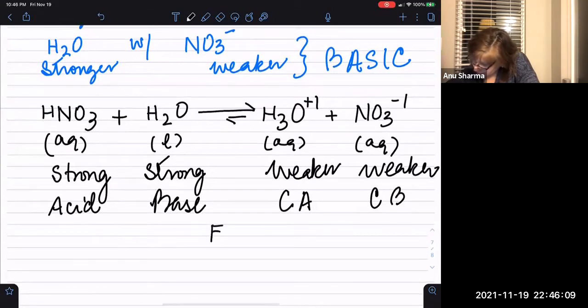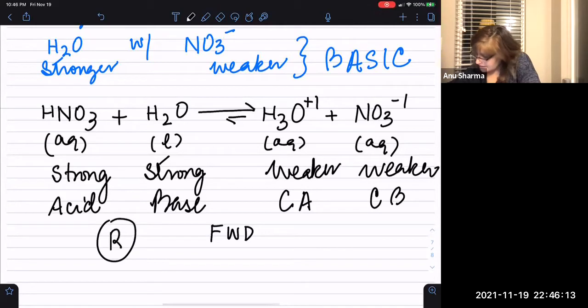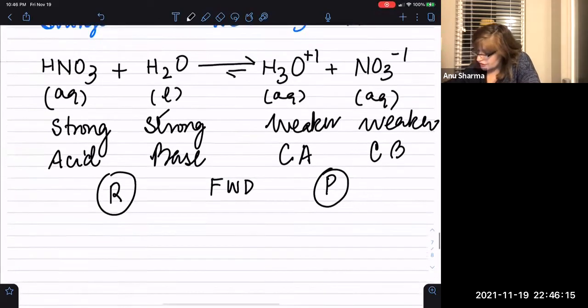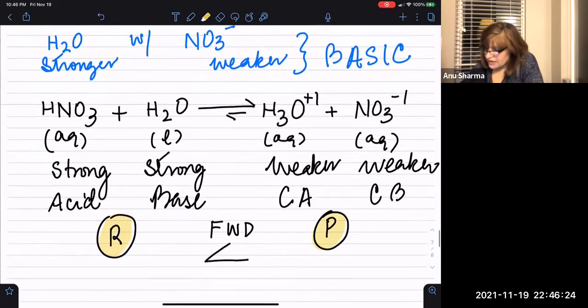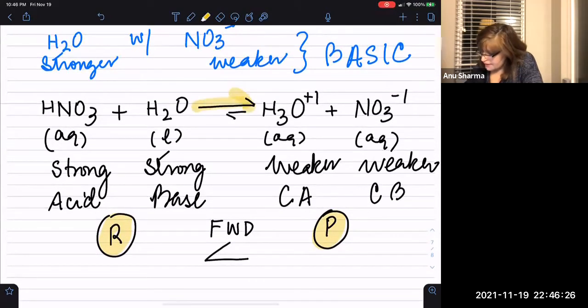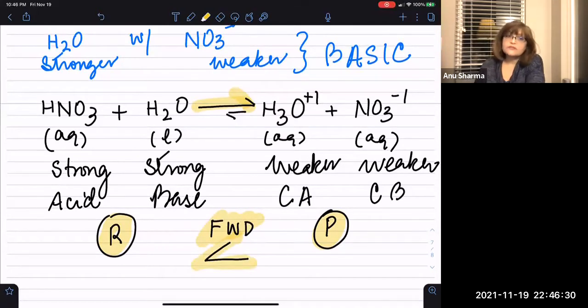So it is moving forward, and when it's moving forward, this side is still the reactants and this side is the product. So there are more products in this reaction. The reactants are less because the reaction is moving forward, and so the concentration of the products is more than the reactants.